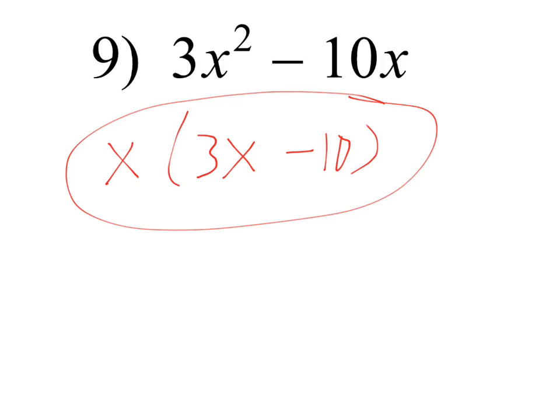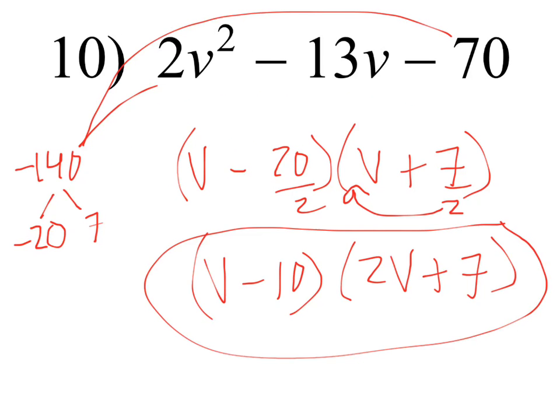Moving on to 9, this one's actually a lot easier than all the other ones because all you have to do is factor out x, and that's all you can do. So we have a binomial here, 3x minus 10, and then the x here, and there's no more like factors you can split apart there.